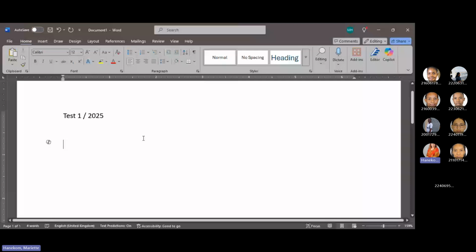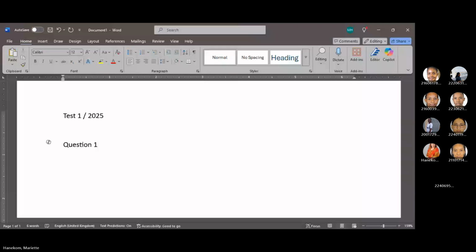So let's start with the layout of the test. Layout is pretty much standard. You should be expecting this. If you've been in my class, this is now your second semester in my class, you should have realized that my tests pretty much look the same. I have a standard layout that I tend to follow.